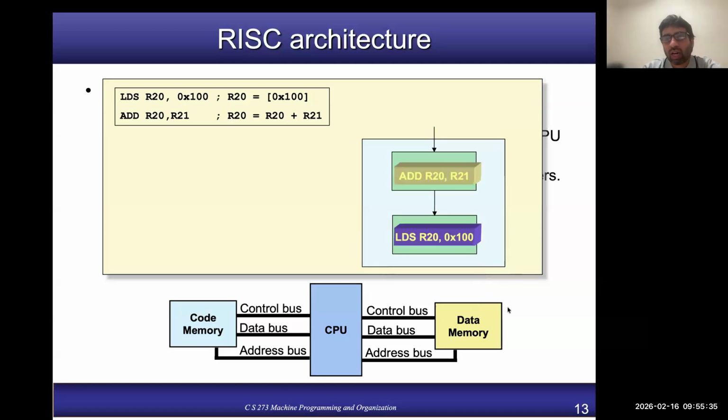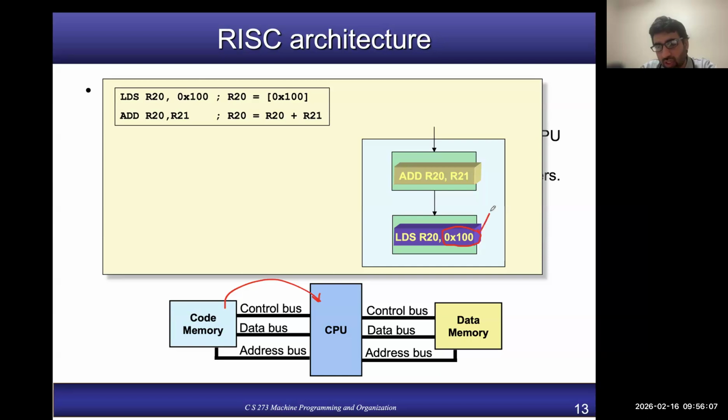The point to highlight here is that when you are executing the first instruction, the first instruction in purple color, it is in the execute stage. So it is reading the data. From which address? From this address of the data memory, right? And at the same time, the add instruction, which is in the fetch stage, this instruction itself is moved into the CPU from code memory, right?